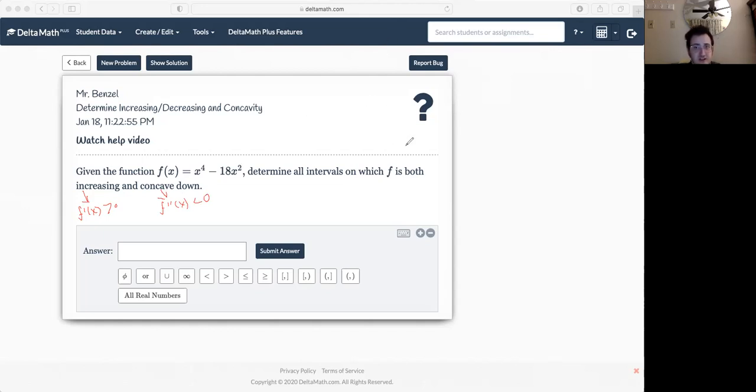So let's do the first derivative analysis first. I'm just going to do f prime of x, so I get 4x cubed minus 36x. And I'm just going to set that equal to 0. So I'm going to pull out a 4x. So I'm going to get 4x equals 0 and x squared equals 9.